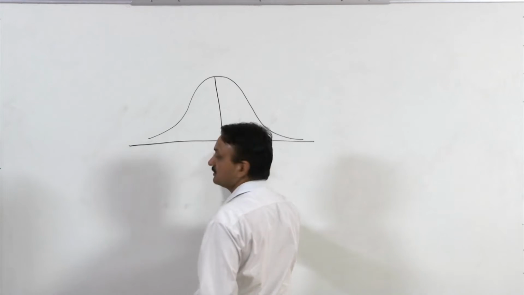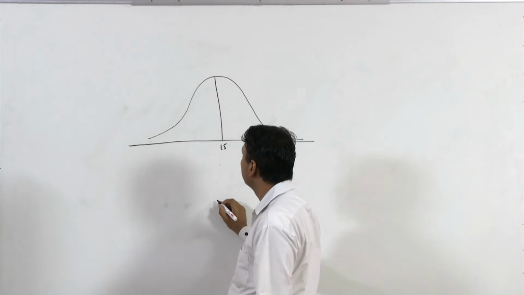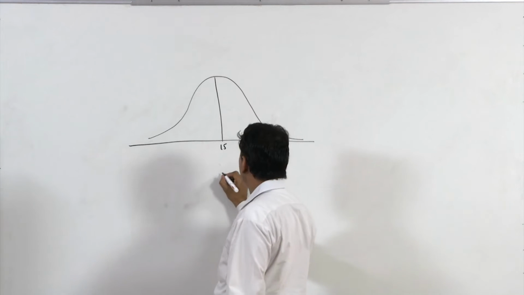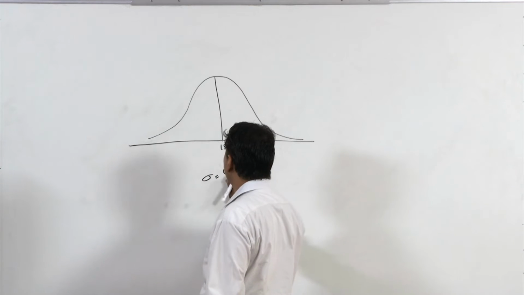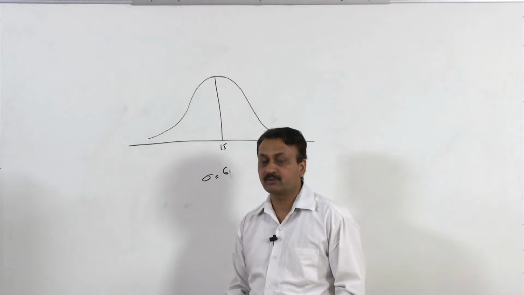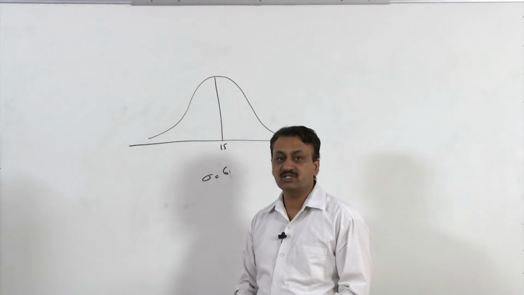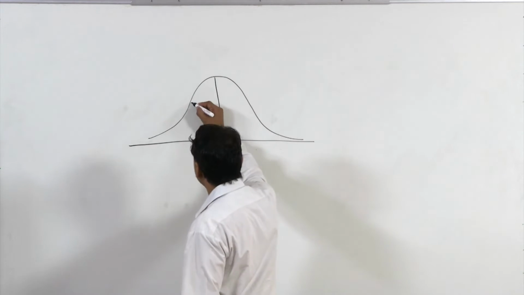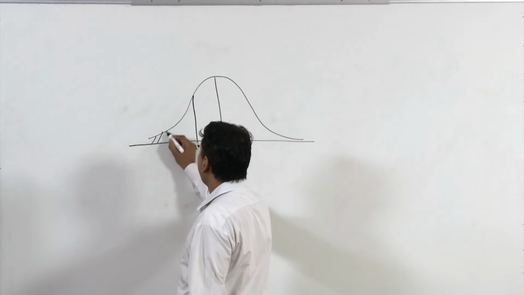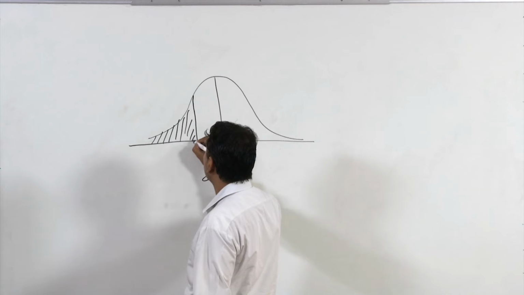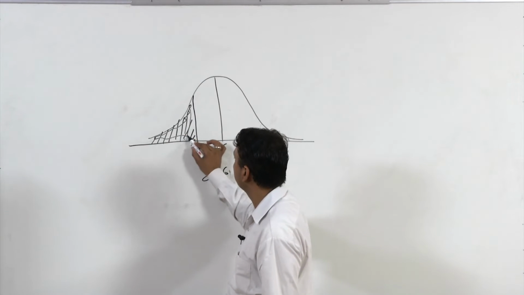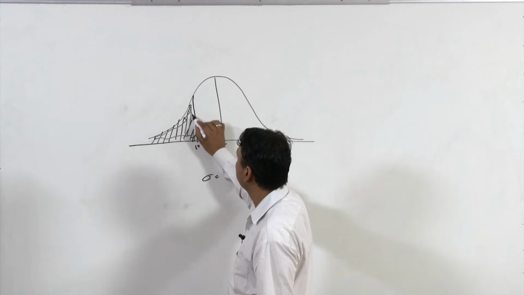So this is mean 15 lakh and standard deviation is 6 lakh, right. What we have to calculate is the probability of earning at least 10 lakh rupees. So 10 lakh would be somewhere here, right. This 10 lakh. So we want to calculate the area under this shaded portion, right.